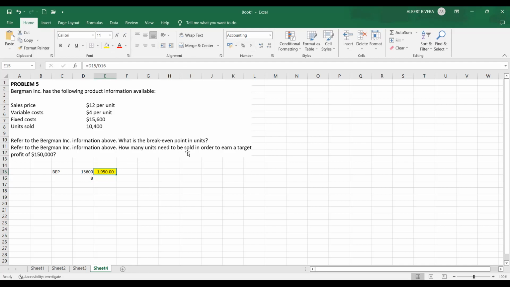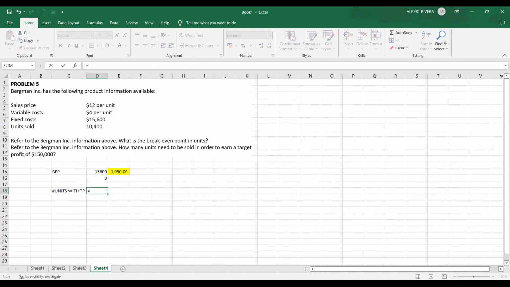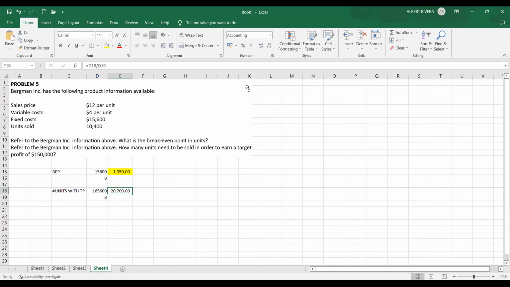And it says here, how many units need to be sold in order to earn a target profit of 150,000? So this is your number of units with target profit. So the fixed cost, 15,600, plus the target profit of 150,000, divided by 8. So this is 20,700 units. Okay. Next.